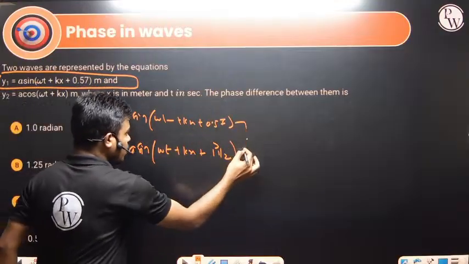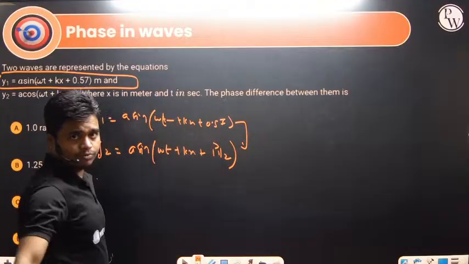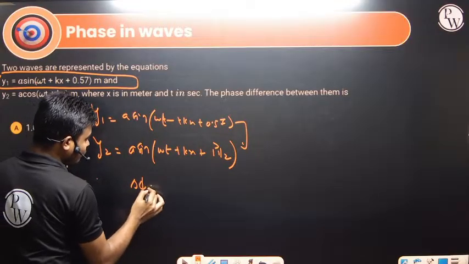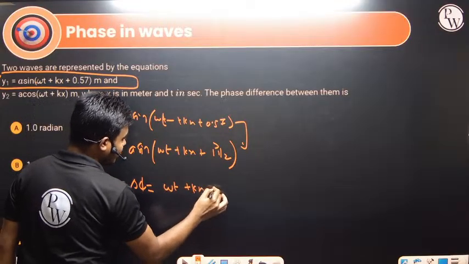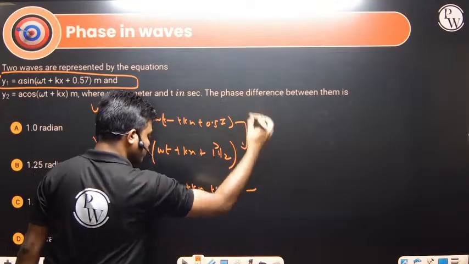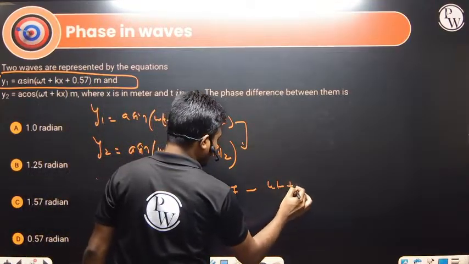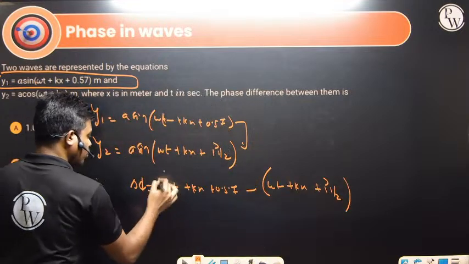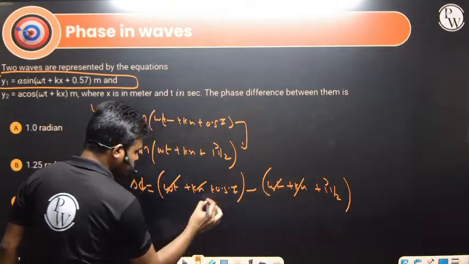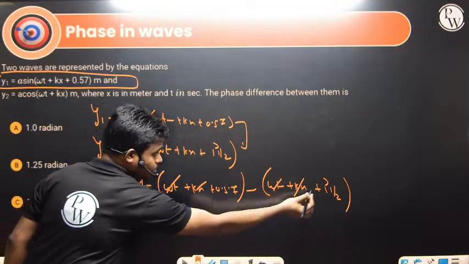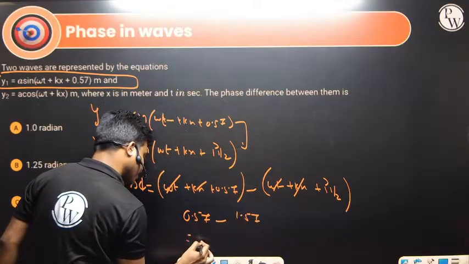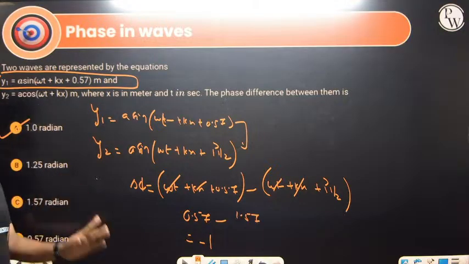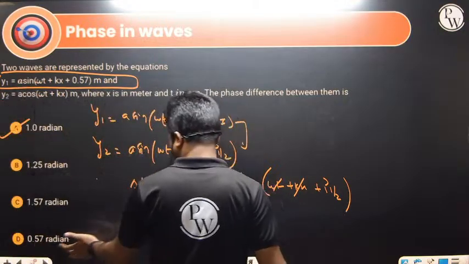What is the phase here? Omega t plus kx plus 0.57. What is the phase here? Omega t plus kx plus pi by 2. The phase difference, that is delta phi, I am writing here: omega t plus kx plus 0.57 minus omega t plus kx plus pi by 2. If we subtract this, this will get cancelled. So 0.57 minus pi by 2, that is 1.57. What are we getting? Minus 1. So if we look at the options, we are getting 1 radian, that is the phase difference between those two waves. Clear?